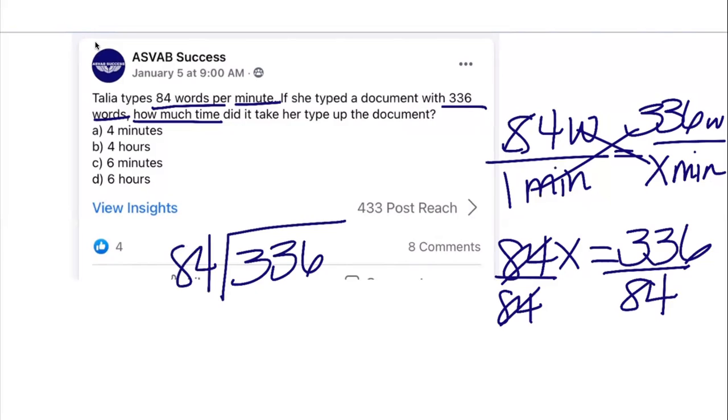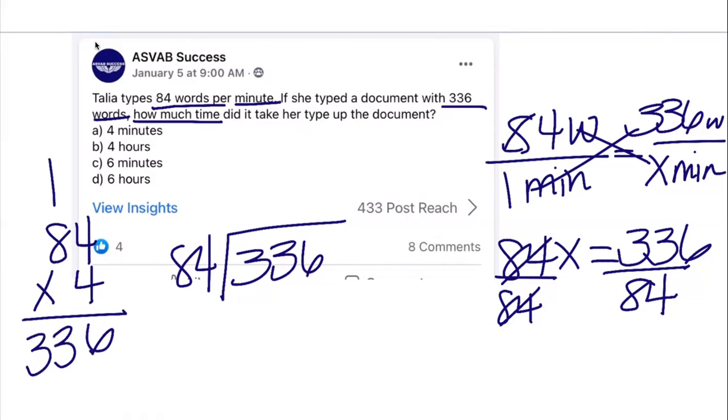So 84 can't go into 33. What we're going to do is a little bit of estimation to make sure that we're on track here. If we round this to 80, 80 times 4 gives me 320. So let's try 84 times 4. So 4 times 4 is 16, carry the 1. 4 times 8 is 32 plus 1. Oh, there it is, 336. So it's exactly 4.